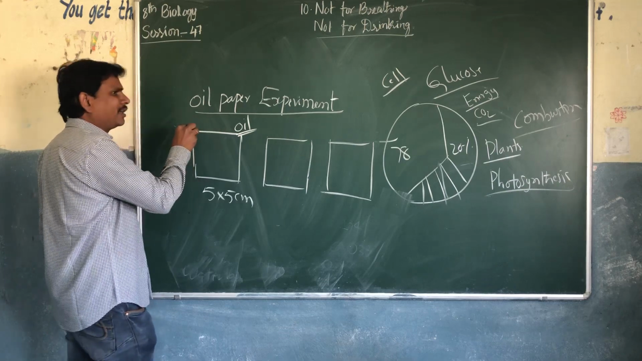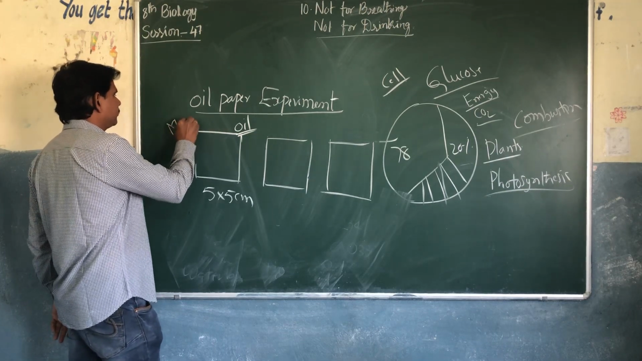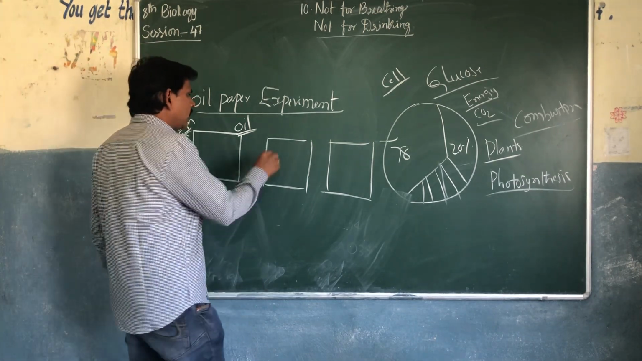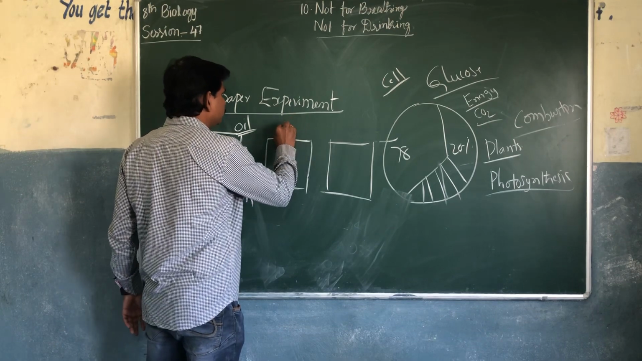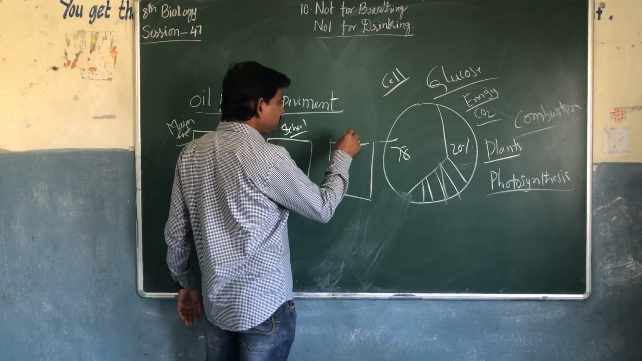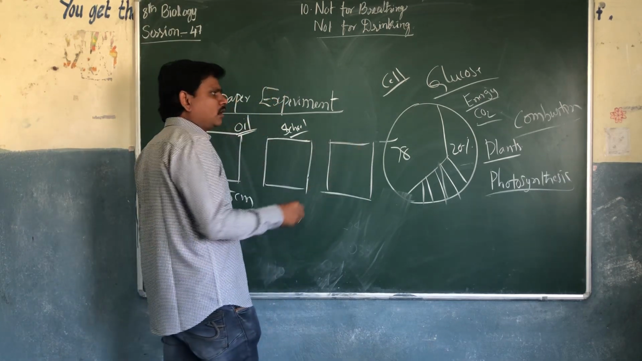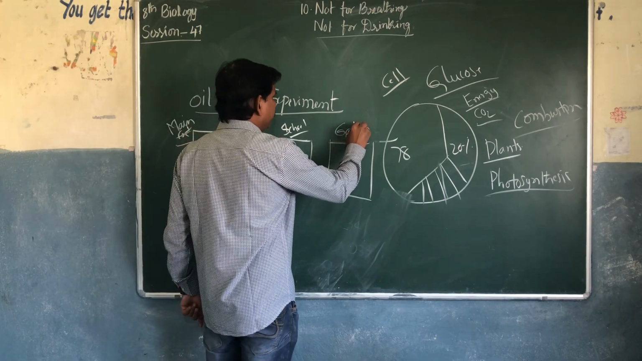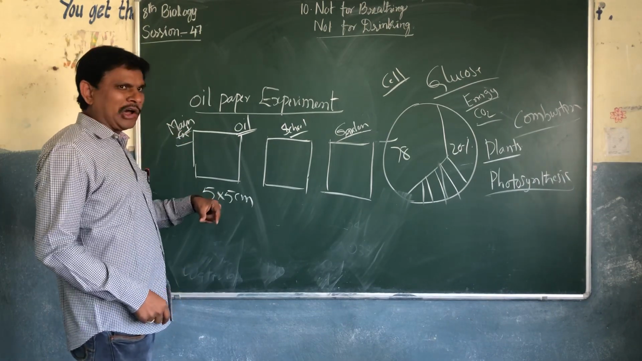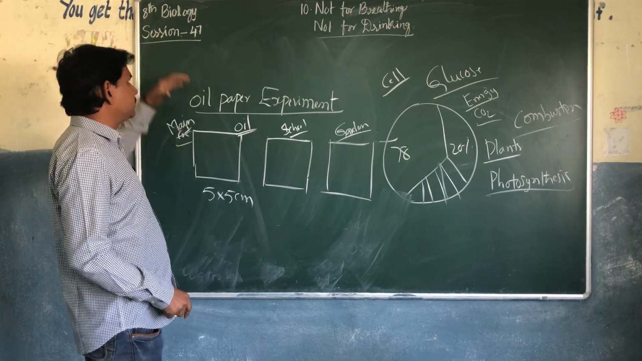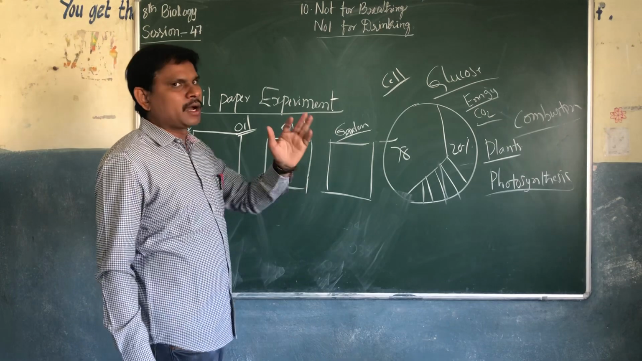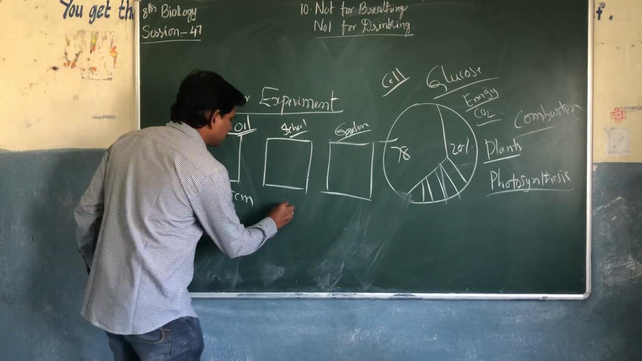One paper we hang in the main center, where there are dust particles. Another we hang in front of a school. Another we hang in a very peaceful garden, with plenty of park or gardens. So dip them in oil and hang them in different places: one in the main center, one in front of the school, another in a park or garden. Observe them for 30 minutes.